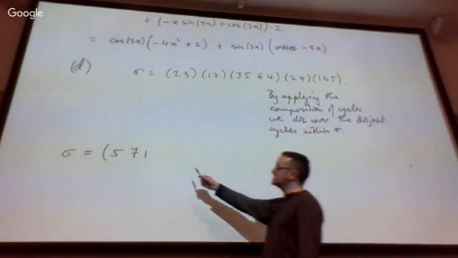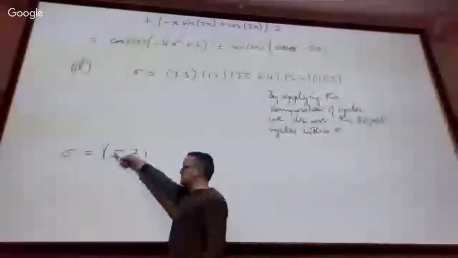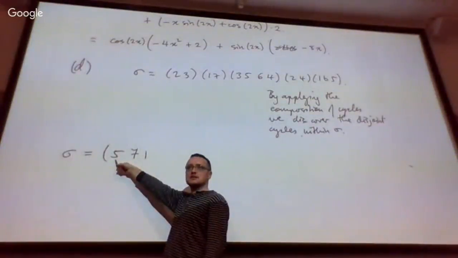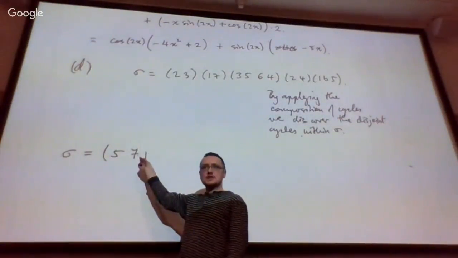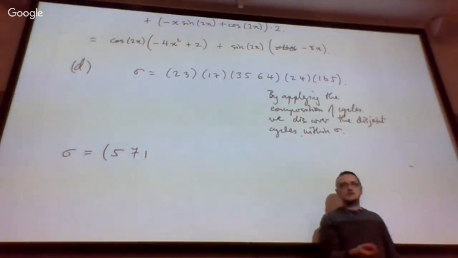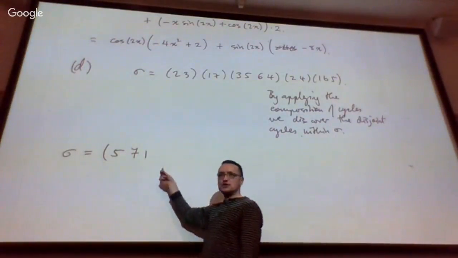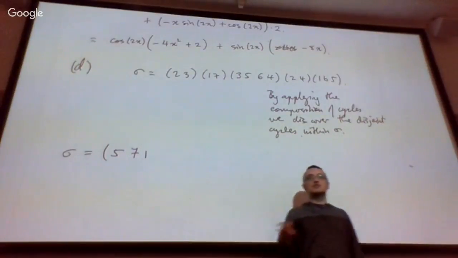At some point, you'll notice that your element here gets sent back to the starting element in the cycle. At that point, you'll close off the cycle. And if you haven't exhausted all the elements yet, you'll begin another disjoint cycle, beginning with one of the unused elements.